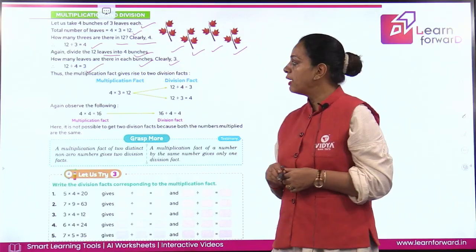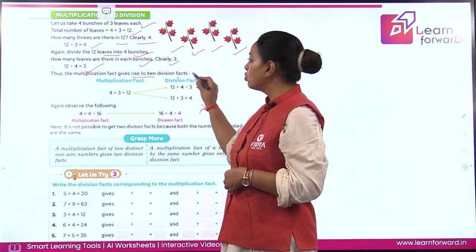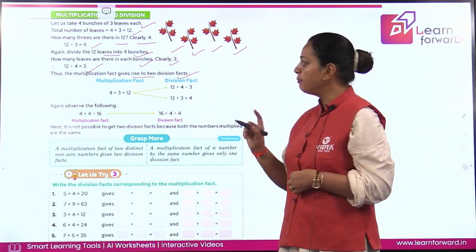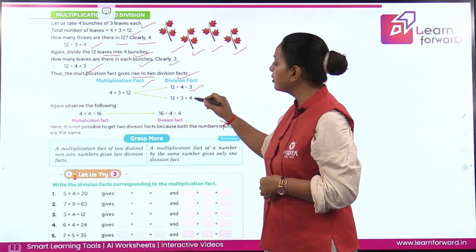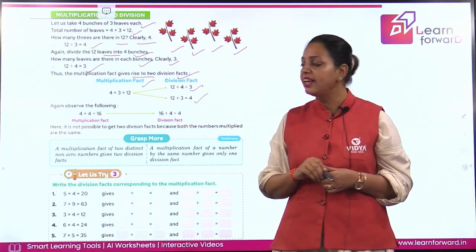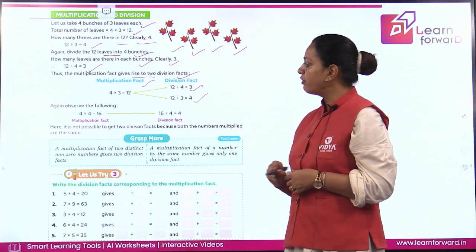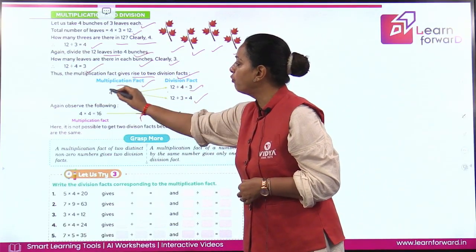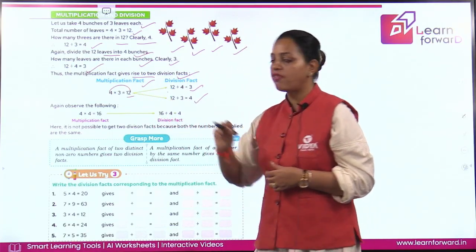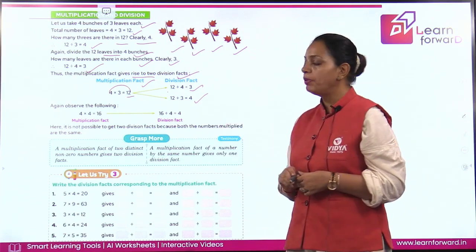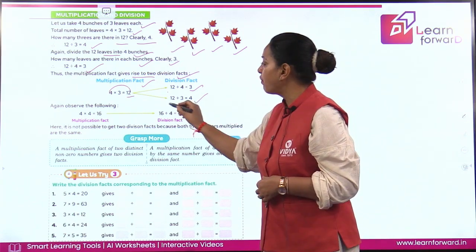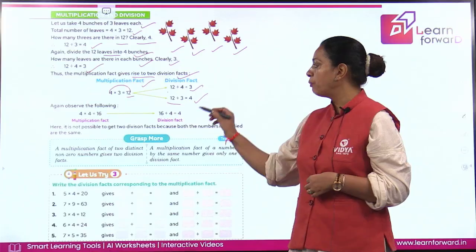So a multiplication fact gives rise to 2 division facts. अगर एक multiplication fact है तो हमारे पास 2 division facts आएंगे. See here, 4 into 3 equals 12. So what can we write? 12 divided by 4. अगर हम 12 को 4 से divide करेंगे, answer would be 3. And if we divide 12 by 3, answer would be 4.